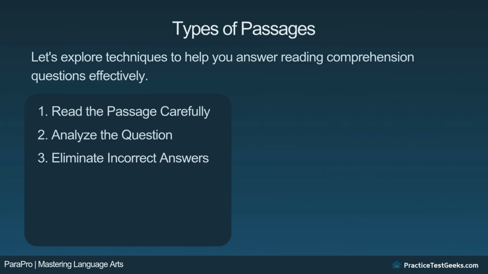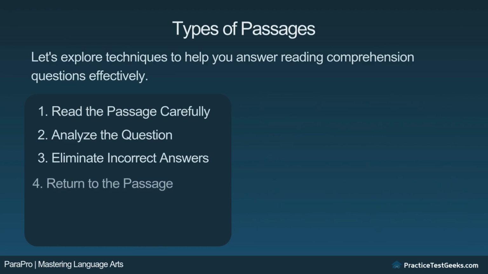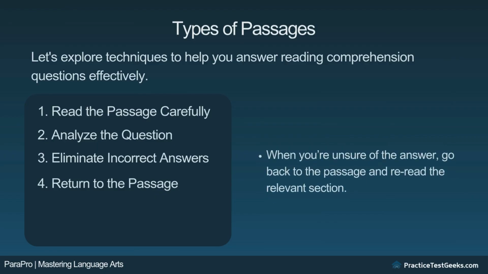Often, reading comprehension questions include distractors, incorrect answer choices. Eliminate answers that are clearly wrong. Example: if the question asks about the main idea of the passage, eliminate answers that focus on a minor detail or fact not central to the passage. Step 4. Return to the passage. When you're unsure of the answer, go back to the passage and reread the relevant section. This will help you verify or narrow down your options.